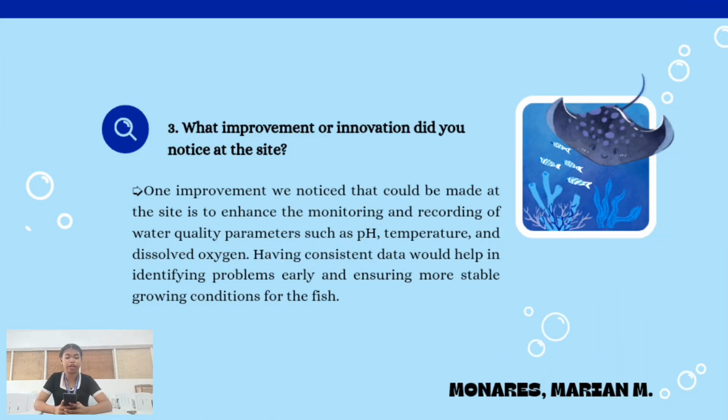What improvement or innovation did you notice at the site? For us, one improvement we noticed that could be made at the site is to enhance the monitoring and recording of water quality parameters such as pH, temperature, and dissolved oxygen. Having consistent data would help in identifying problems early and ensuring more stable growing conditions for the fish.